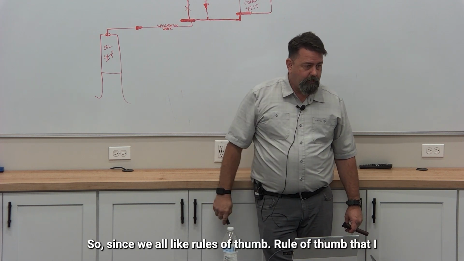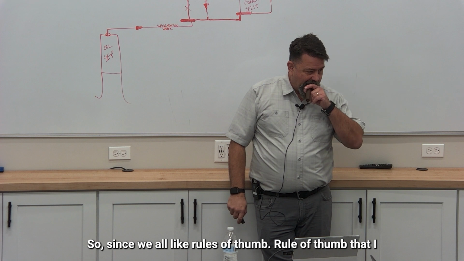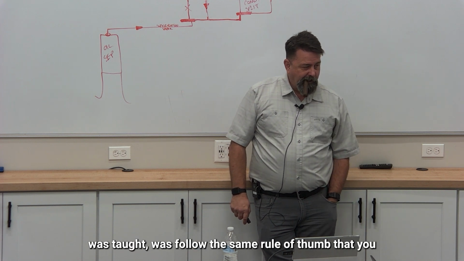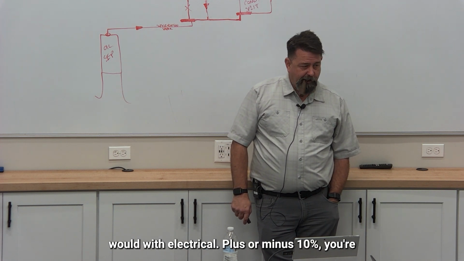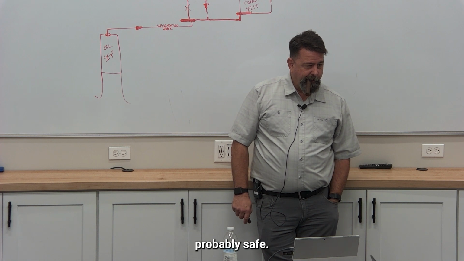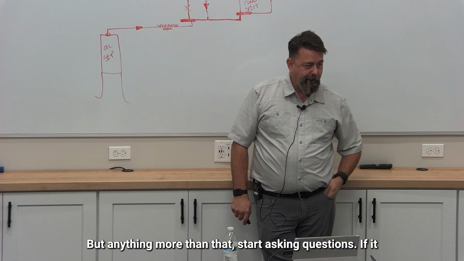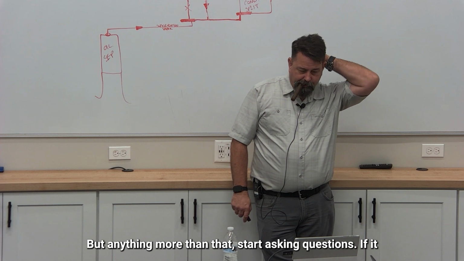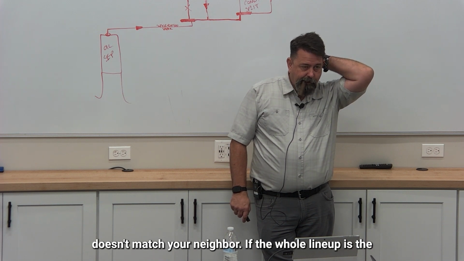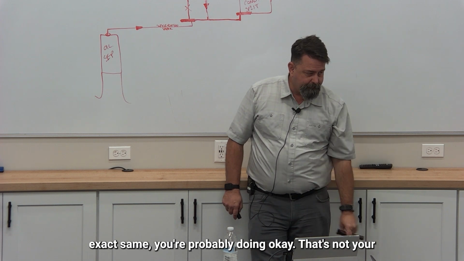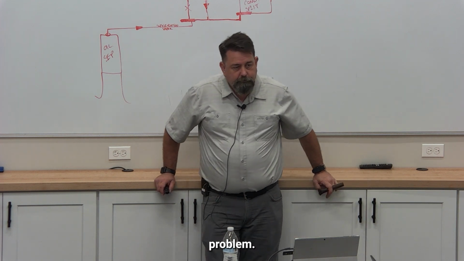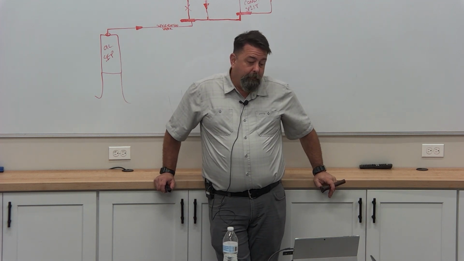Since we all like rules of thumb, the rule of thumb that I was taught was follow the same rule of thumb that you would with electrical, plus or minus 10%, you're probably safe. Yeah, 10% is reasonable. But anything more than that, start asking questions if it doesn't match your neighbor. If the whole lineup is the exact same, you're probably doing okay. That's not your problem.